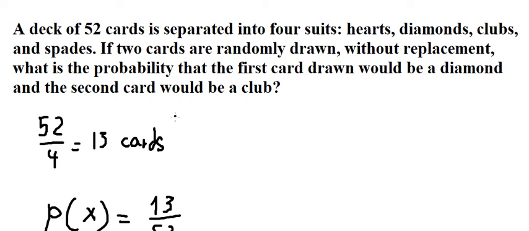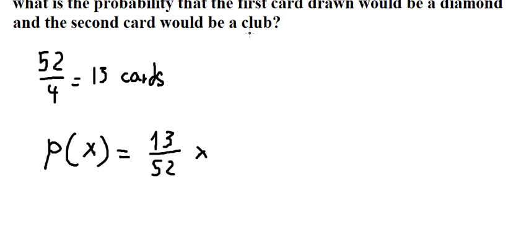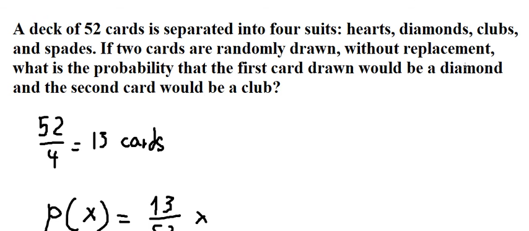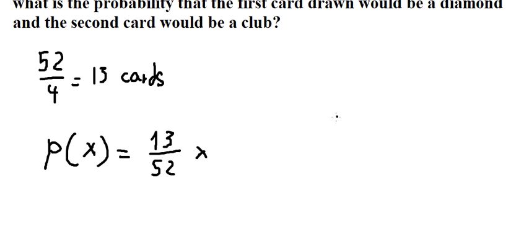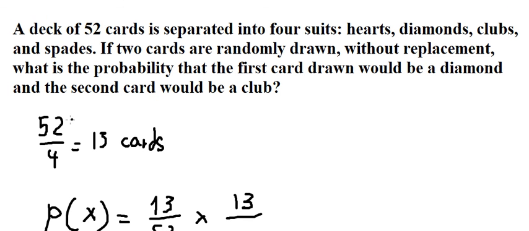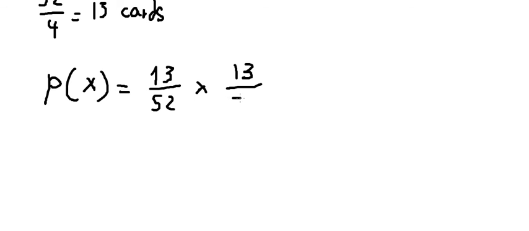And the second card should be a club. We know that we just finished with diamonds. We have another 13 cards of the club, but we just select one out of the cards in here. That means for the second one we have 51, because we just withdrew one card from the first draw. So this is the probability we need to find.